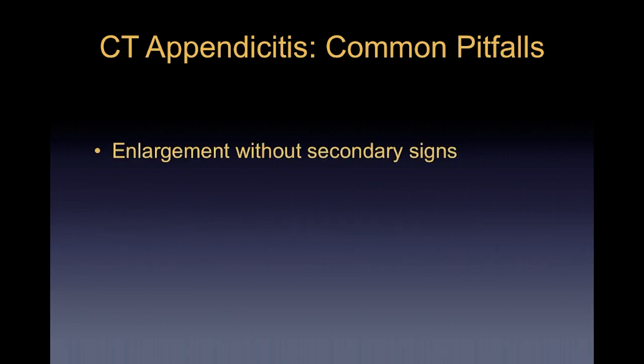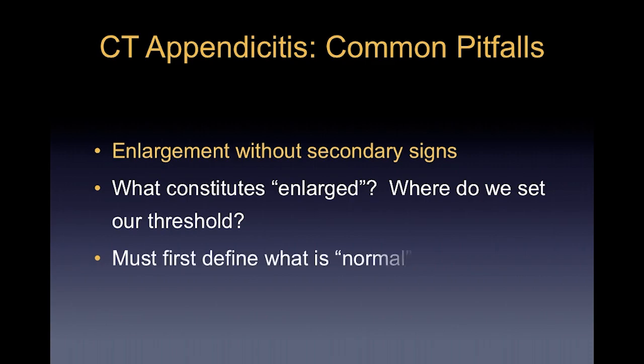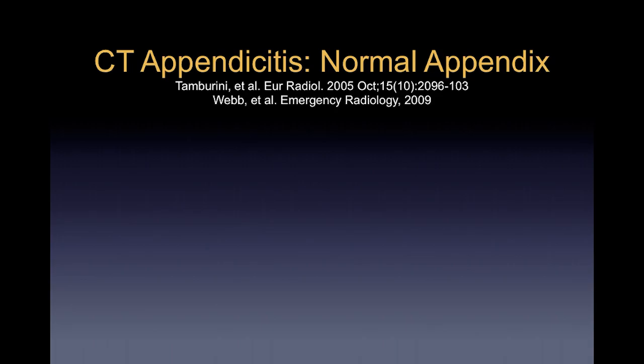So let's talk about the first of these pitfalls, enlargement without secondary signs. And to do that, we have to revisit that number issue that I was talking about a little while ago. What constitutes enlarged? Where are we going to set our threshold for an appendix being too big? Well, first let's talk about what is normal, and then we'll talk about what is abnormal. So the 6 millimeter myth has to be addressed.